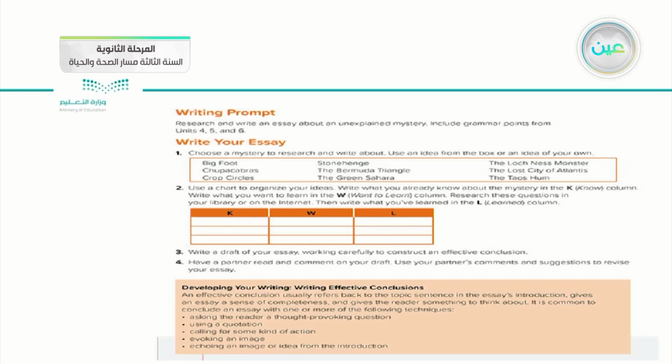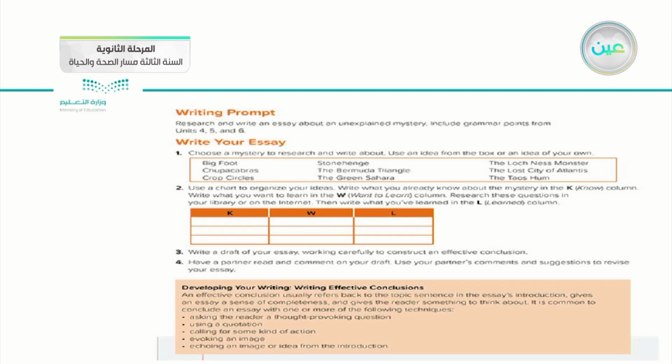Elements or important points if you want to apply them to an essay. Let me give you quick things about developing your writing, an effective conclusion, which I talked about quickly in the previous point. They told us an effective conclusion usually refers back to the topic sentence in the essay's introduction. So when you write an essay, you should put an introduction first, then the body, and the last one is the conclusion. The conclusion belongs to the introduction, but if you want to make it effective, there are some steps. What are the steps?